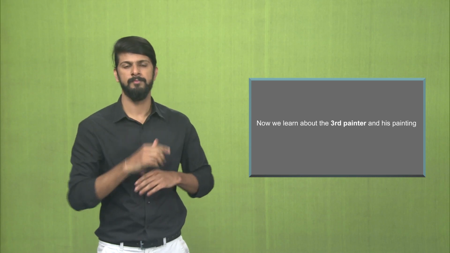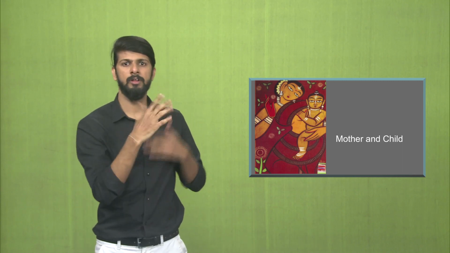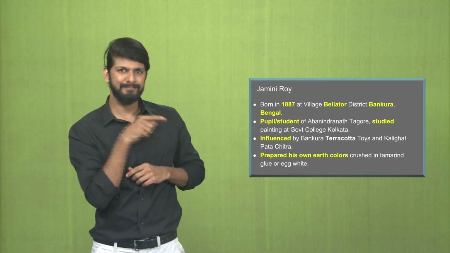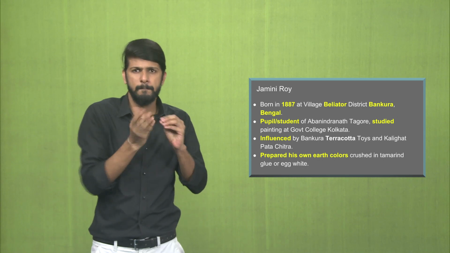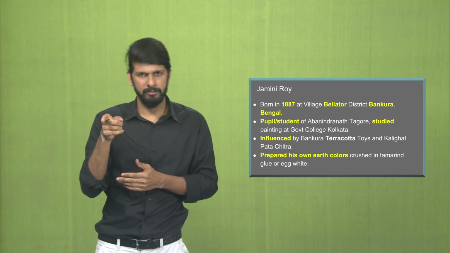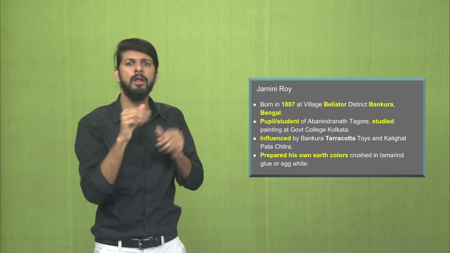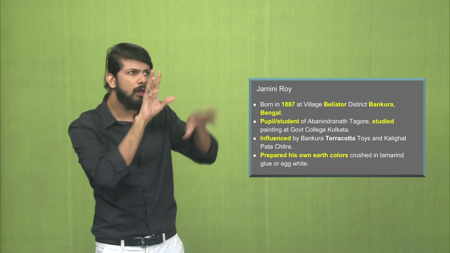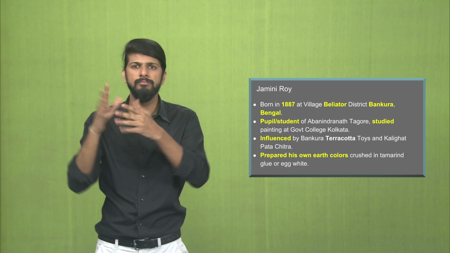Now we learn about the third painter and his painting. This is the third painter, Jamini Roy, and this is the artwork of Jamini Roy, Mother and Child. Jamini Roy was born in the year 1887 in the state of Bengal, in the district of Bankura and the village called Beliator. Jamini Roy was a student of Abanindranath Tagore. Jamini Roy also studied painting at the Government College, Kolkata.